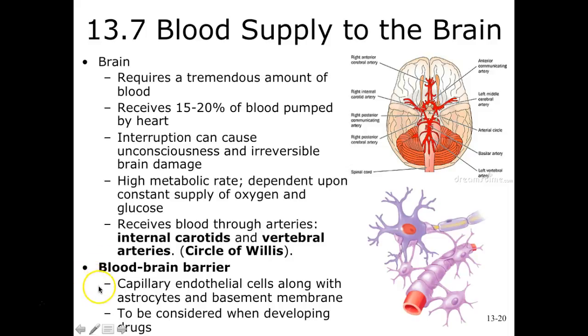This is kind of a review from chapter 11, your blood-brain barrier. Know that it's created by those glial cells, the astrocytes. They put their foot processes on the capillaries within our brain to create tight junctions so that certain substances can't enter our bloodstream in our brain. And this is important to consider when we're developing drugs.